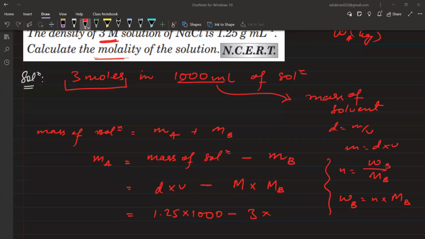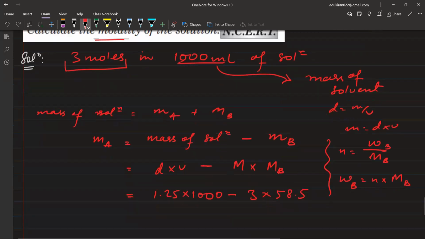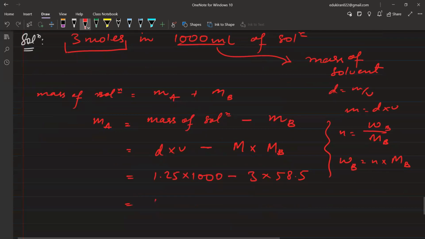Molar mass of NaCl 40? नहीं होता है, NaOH का होता है 40. Sir, 58.5. Very good, 58.5. This will be equal to 1250 minus 58.5 into 3. 50 को 3 बार कीजिएगा 150. 8 को 3 बार कीजिएगा कितना हो जाएगा? 8 3 24. 150 और 24 हो जाएगा आपका 174, 175.5. This will be equal to 175.5.